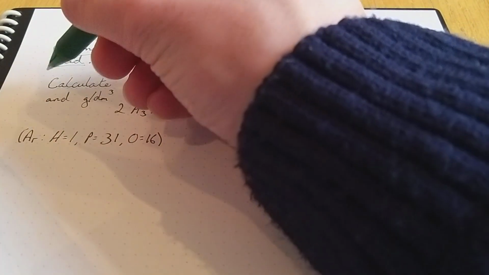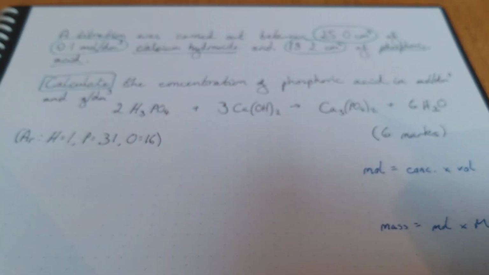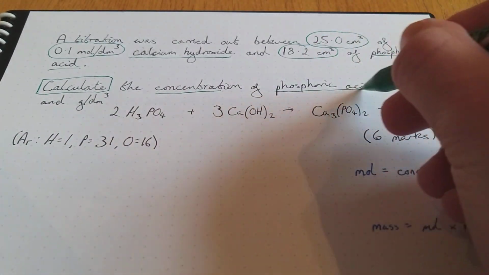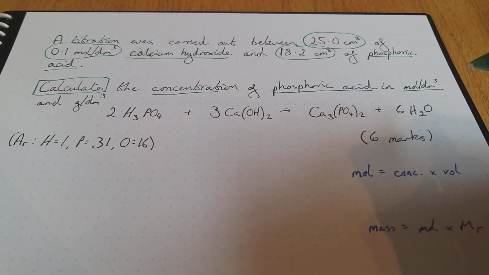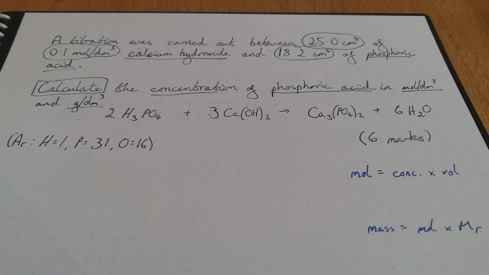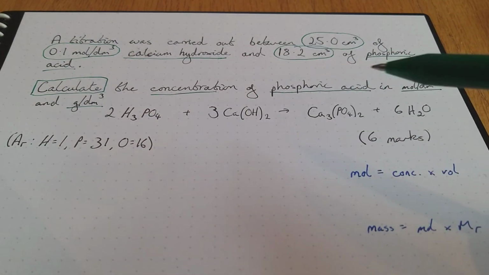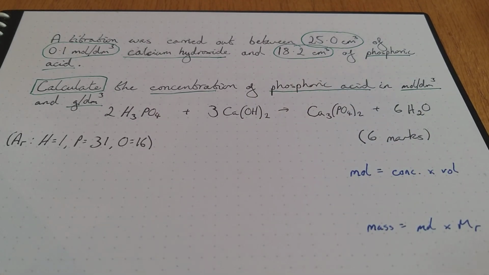So what have we got to do? We've got to calculate, that's our command word, the concentration of phosphoric acid, so that's the one that we don't know the concentration, in moles per dm cubed and in grams per dm cubed. So that's why we're going to need to use the second equation towards the end. Okay, and we've been given the relative atomic masses that we will need for this calculation. So let's make a start with this.